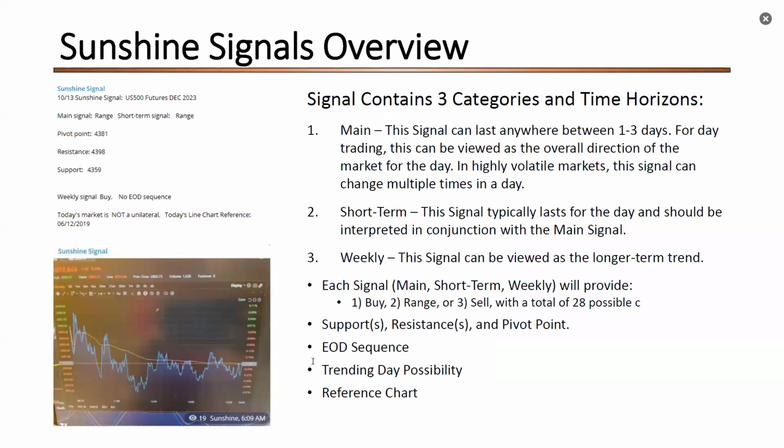As a brief review, you may recall that Sunshine Signals provides 3 signals daily: the main signal, the short-term signal, and the weekly signal. Each signal will show a buy, range, or a sell. In addition, each morning before the market opens, the signal will provide support levels, resistance levels, and a pivot point that will act as a bull-bear line for the day.